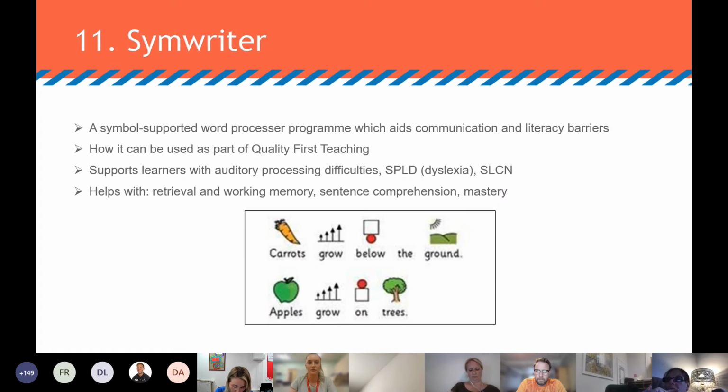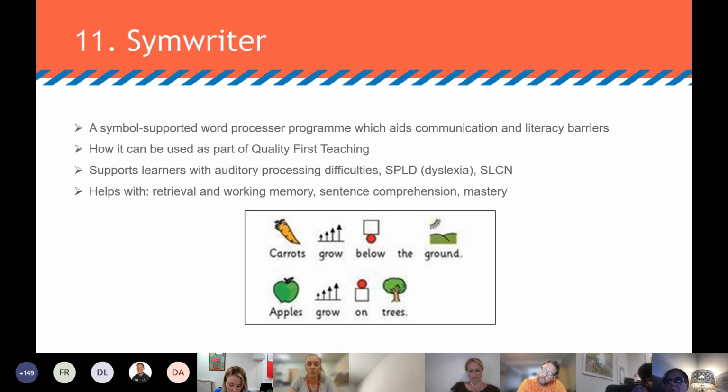The eleventh session is on SymWriter. I know Rivermead staff should be familiar with SymWriter. I'm not sure the other schools are using it yet, but we'll look at how we can incorporate SymWriter into our lessons. SymWriter is a symbol-supported word processor program which aids communication and literacy barriers. So how it can be used as part of quality first teaching, or as Beth said, high quality teaching.